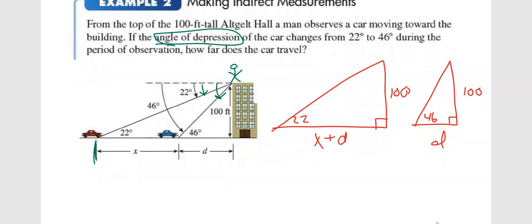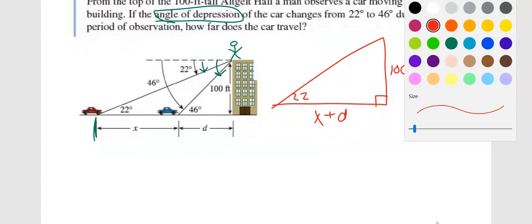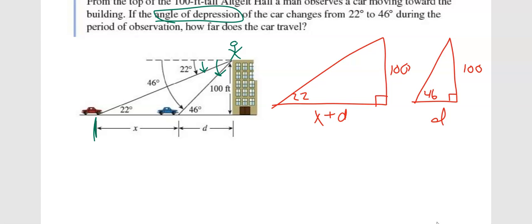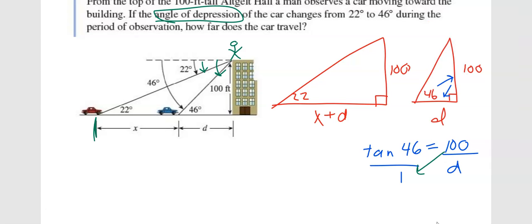Well, the only way we're going to find X is if we find D first. So we're going to have to start with the smaller right triangle. We have the opposite and we want the adjacent, so that's tangent. So tangent 46 equals opposite over adjacent. So we're in that same situation we were before, cross multiplying, where we're saying 100 times 1 divided by tangent 46.